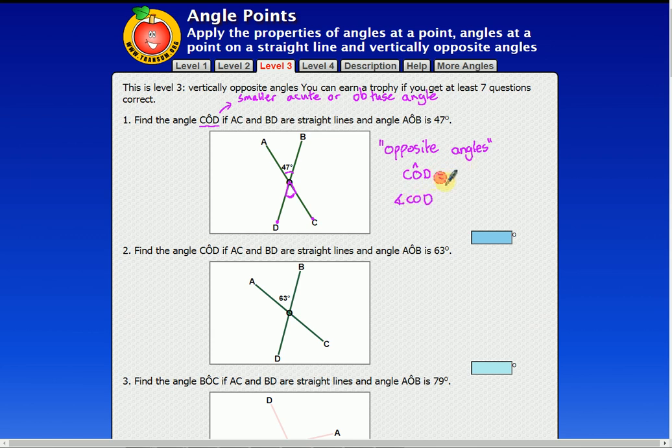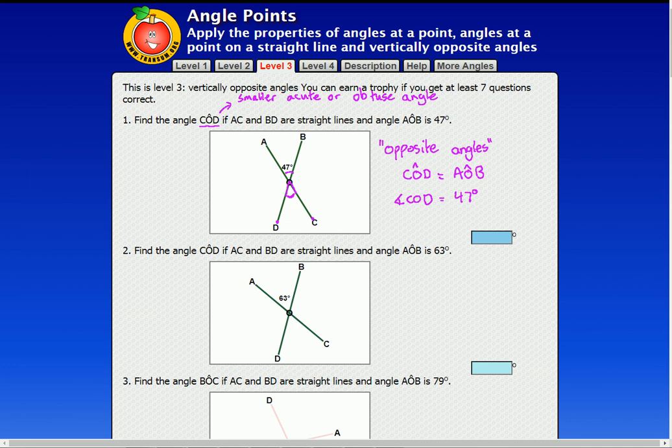Okay, so there should be a marker because COD on its own describes a triangle. So COD, O in the middle is the point where you're turning. And COD equals AOB. So that is 47 degrees.